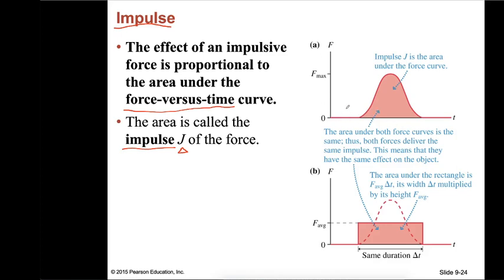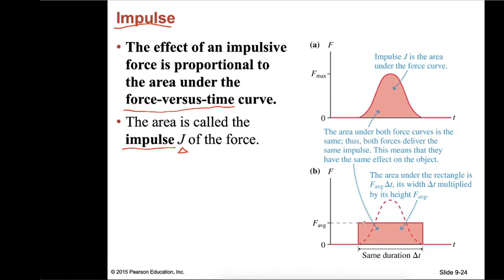When a force happens, you can draw a picture of the force against the duration time, and the area under the curve is your impulse. The area under both force curves is the same. For example, the picture above and the picture below have the same area. So both forces deliver the same impulse. If the area above and the area below are the same, of course they have the same impulse. That's the definition of impulse.